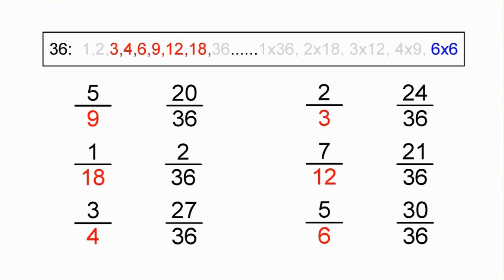Bruno, which fraction is the smallest? The one with the smallest numerator is 2, so 1/18 is the smallest fraction. Yes. Now that you have an idea on how to use these charts, let's see if we can use this information to add fractions together.